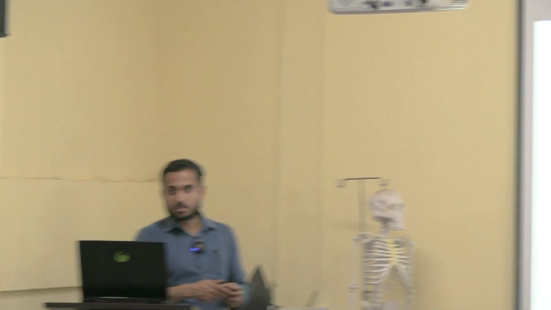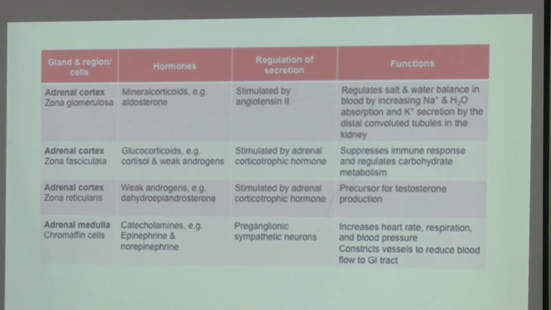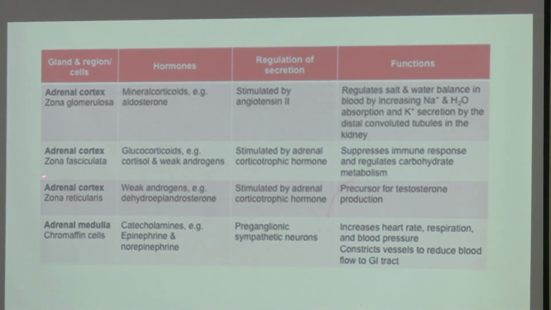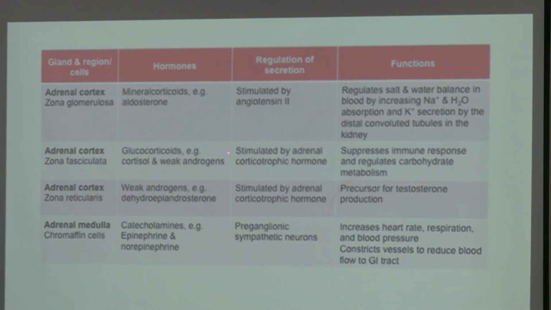Now lastly, this is the list. As you can see, gland, region and cell. First, the region of the gland: adrenal cortex, zona glomerulosa, fasciculata and reticularis. You can see the hormones: mineralocorticoid, glucocorticoid and androgens. Here you can see the regulation and secretion, and here the functions. This is very important. I will request everyone to include this chart in your practical notebook while writing about the suprarenal gland. So that is all about the suprarenal gland. Now we'll go to the lab and we'll see the slides.